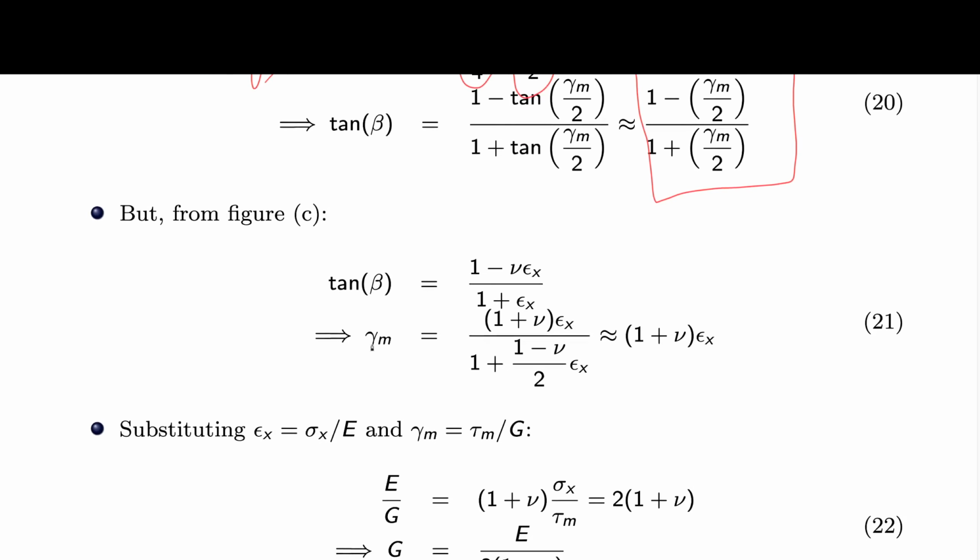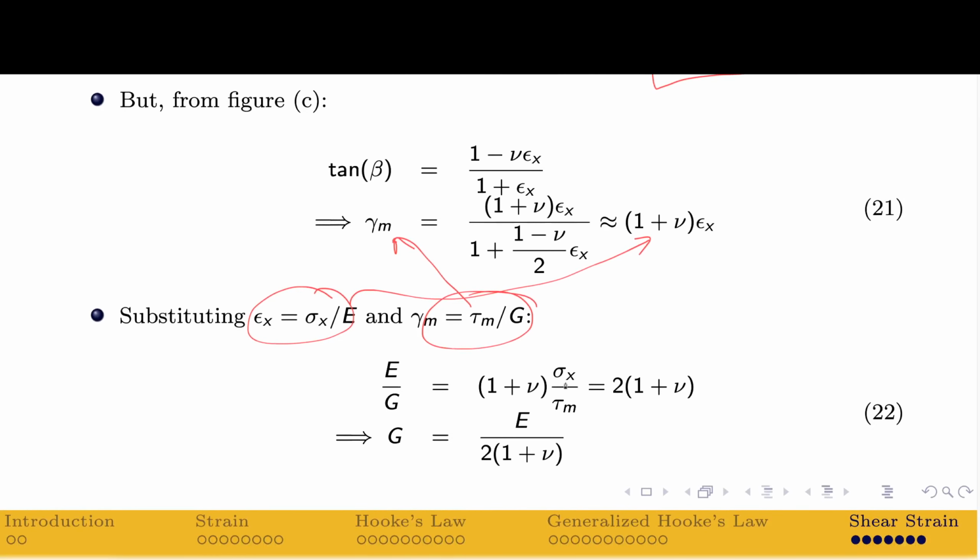But I also know that epsilon x is related to sigma x, and that is equal to sigma x by E, and gamma m is related to the shear stress, which is equal to tau m by G. So if I substitute these two relationships of epsilon x and gamma m here, I can see that I have the relationship between E by G, which is equal to this quantity, sigma x by tau m. Now remember, sigma x and tau m, how are they related? Sigma x is only along the x direction, but tau m, as we had discussed just before, is equal to half of the normal stress there. So this quantity is twice, from which you get the relationship that G is equal to E by 2 into 1 plus nu, and this gives you the lower limit of nu as well.